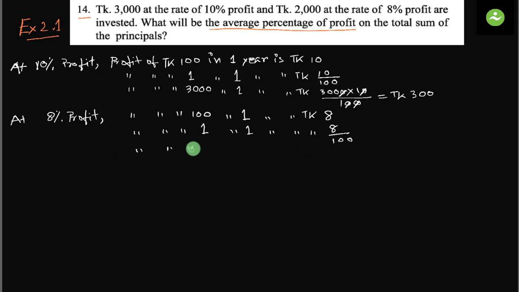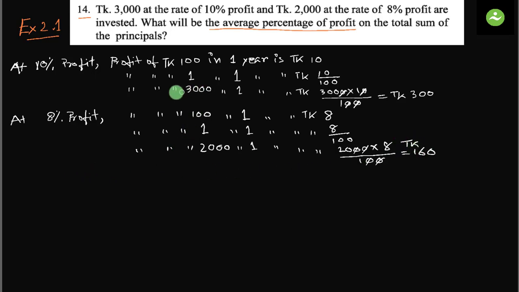Profit of taka, we know from the question, is 2000. So taka 2000 in 1 year is taka 2000 should go up into 8 and 100 by 100. So if we simplify, the 2 0 gone, 20 into 8 equals to 160. Taka 160.